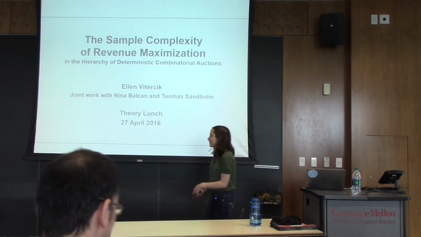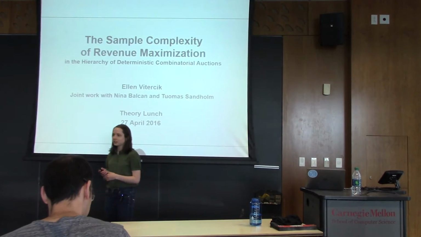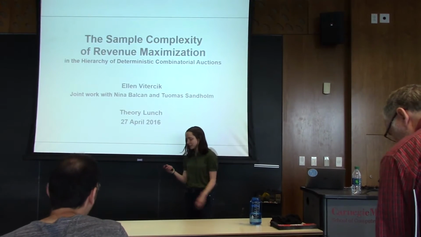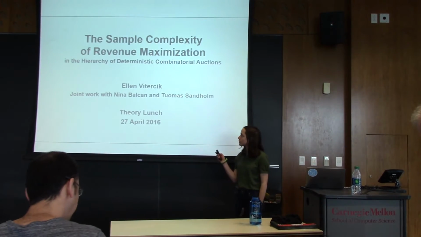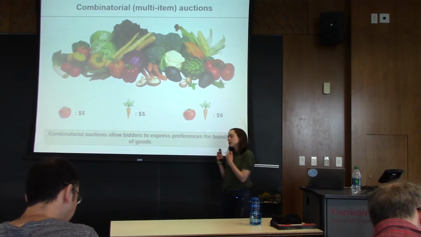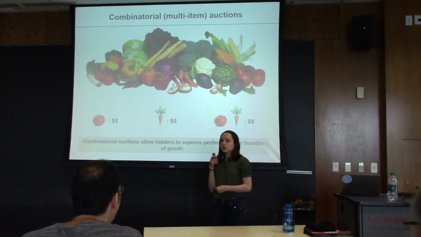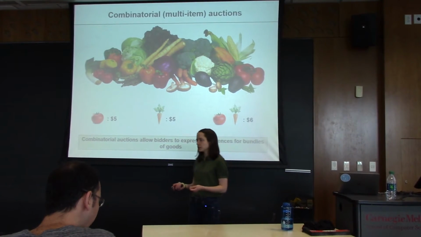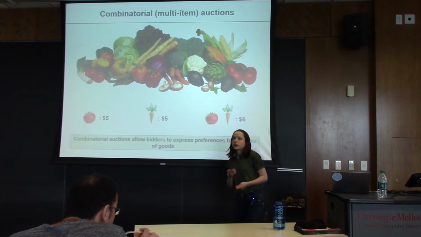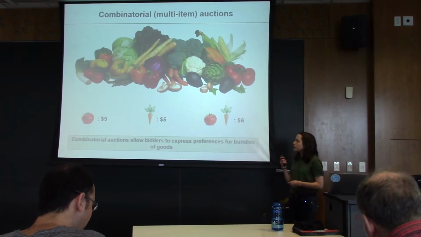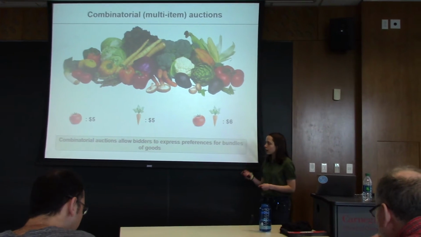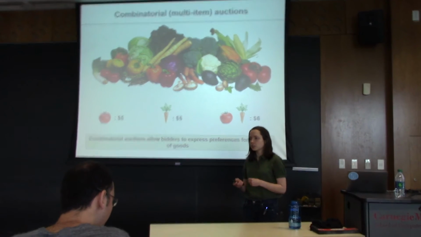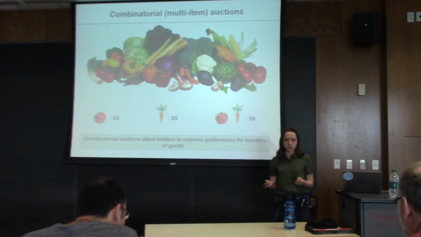All right, thank you. I'm going to be talking today about sample complexity of revenue maximization, specifically in a hierarchy of deterministic combinatorial auctions. The setting here is that we have multiple bidders and multiple items. So this is what's called a combinatorial auction. And the complexity here is that the amount a bidder values a bundle of goods may not equal the amount she values the sum of the individual goods in that bundle.